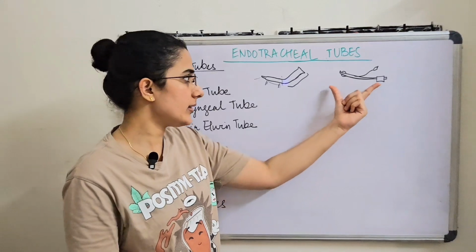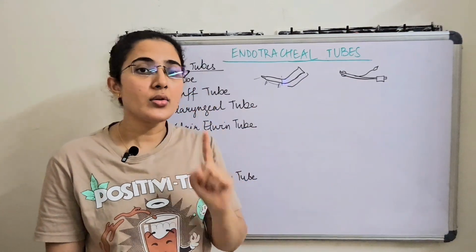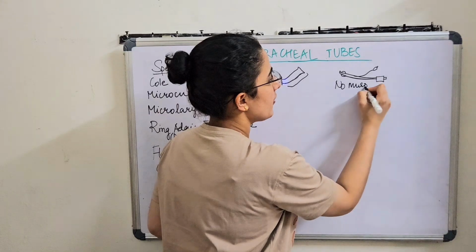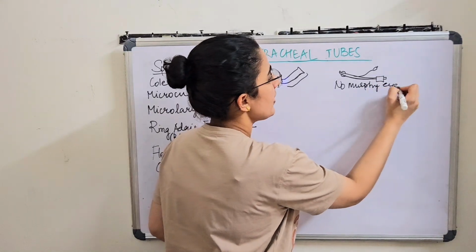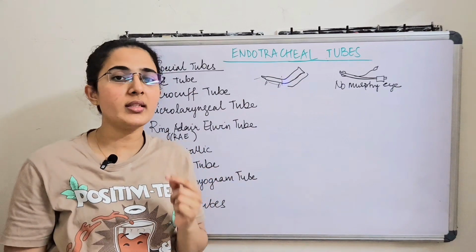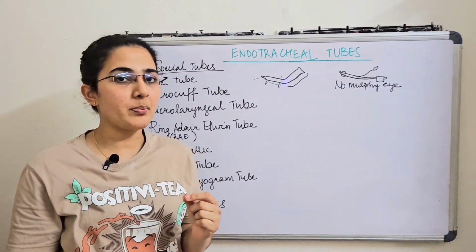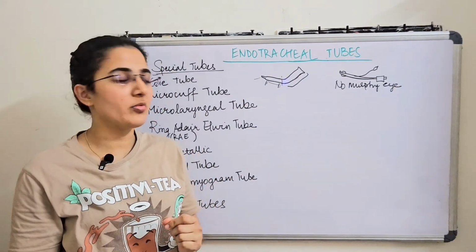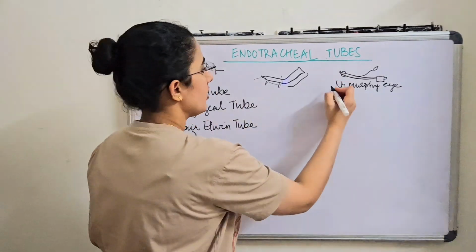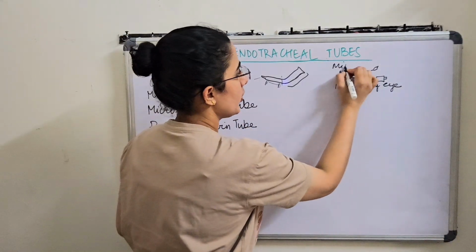Another thing is that in this microcuff tube, there is no Murphy's eye. Because of this feature, the cuff is present more distal in the tube compared to what a normal tube will have. This is called a microcuff tube.